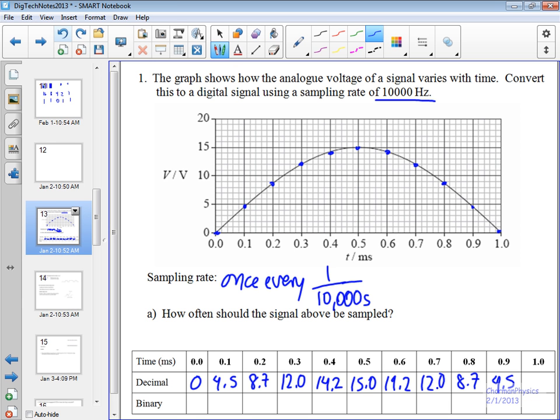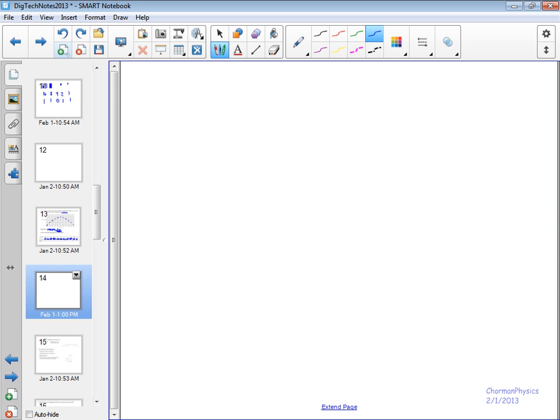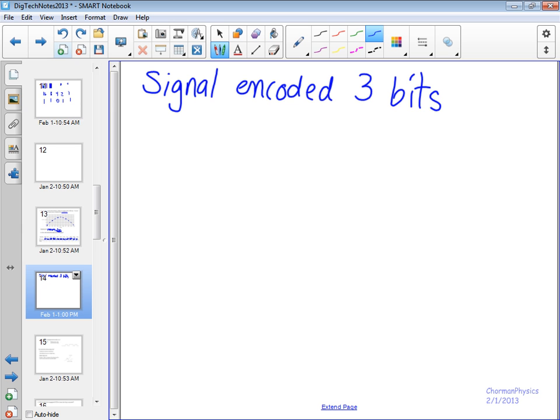So what ends up happening is that we'll say this signal will be encoded with 3 bits of information. So if the signal is encoded with 3 bits of information, the question is, how many different levels of information can we have? Signal encoded with 3 bits, sorry, I should say with 3 bits of information. So what this tells us is that we have 8 possible levels of information.